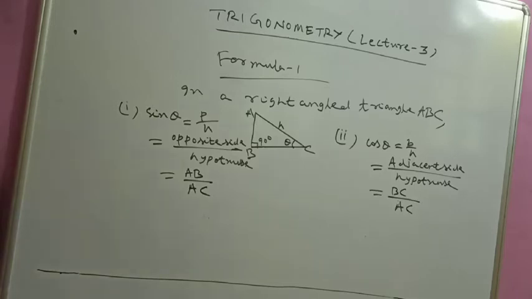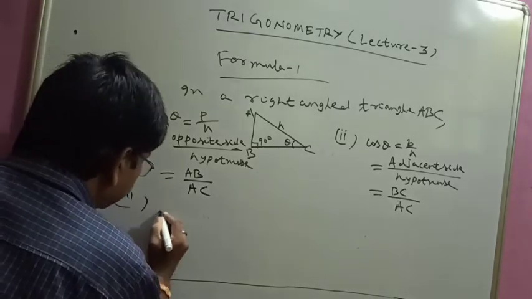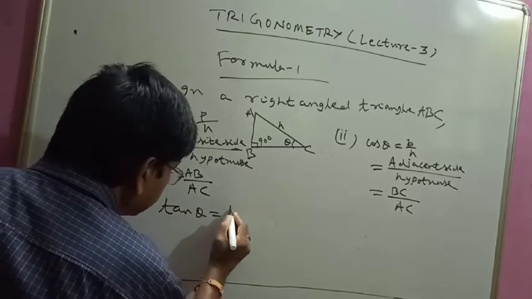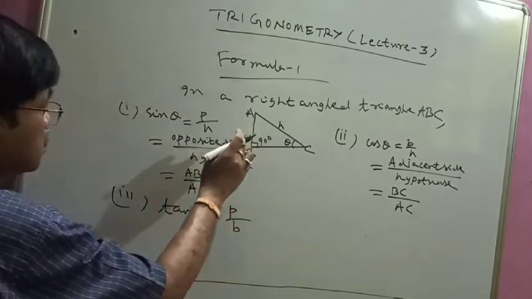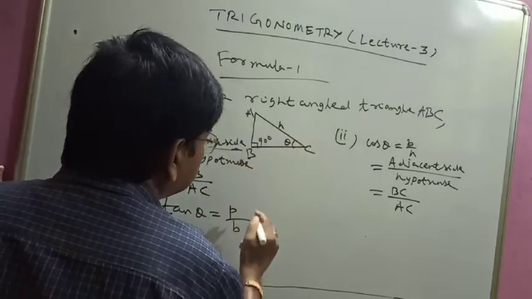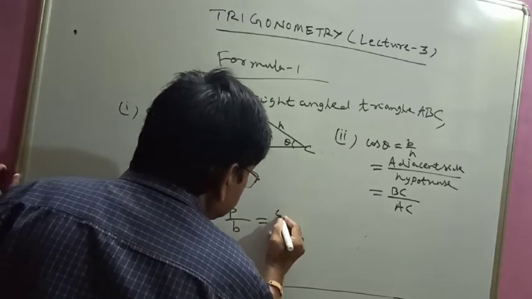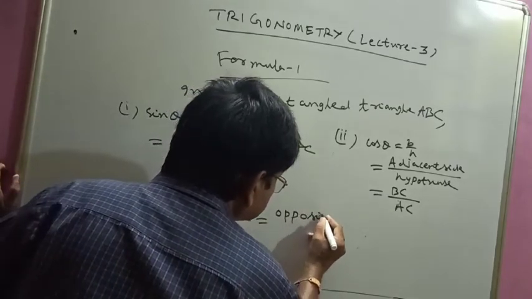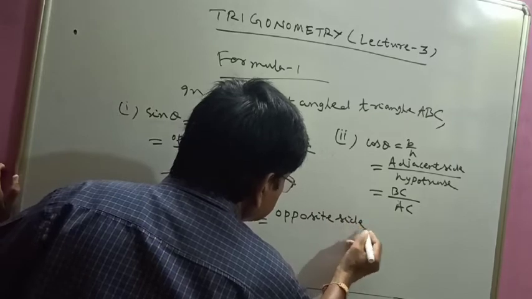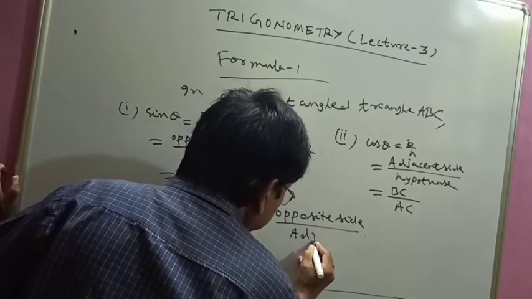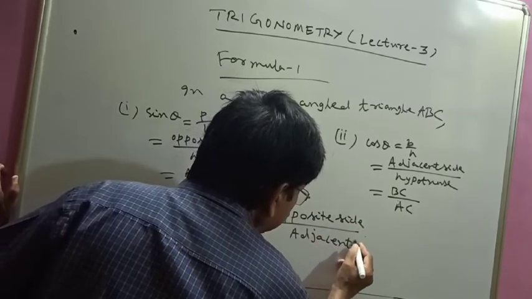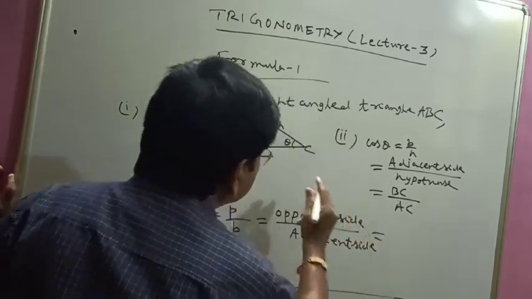So let us discuss tan theta. So tan theta is equal to P by B. Look at the figure. So P by B. P means your opposite side divided by adjacent side. Okay. Opposite side by adjacent side. So what is your opposite side to this angle?